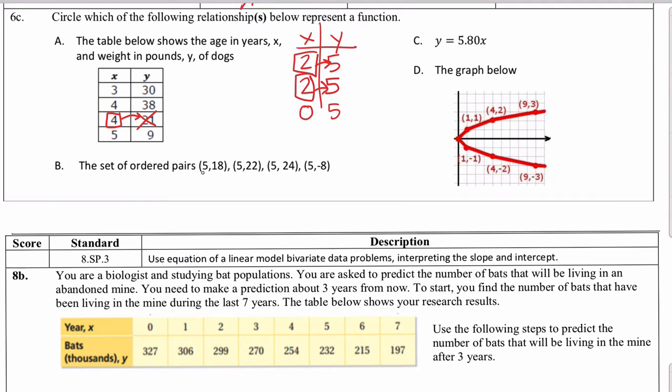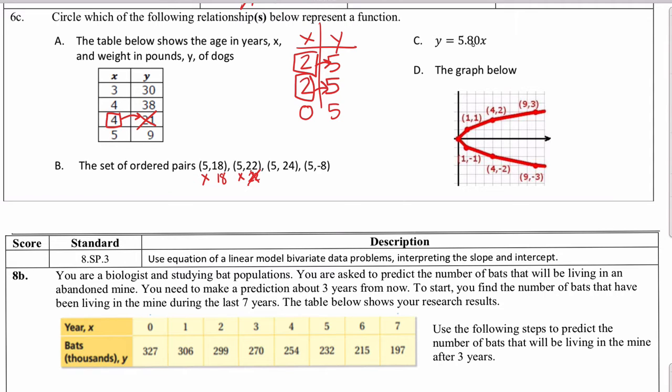The set of ordered pairs. So just like in this table, if this x value is 5 and I get a y value of 18, every time I put in that x value, I should get the same y value. This one is 22. Nope, that input does not have a unique output. I'm not going to circle this one.